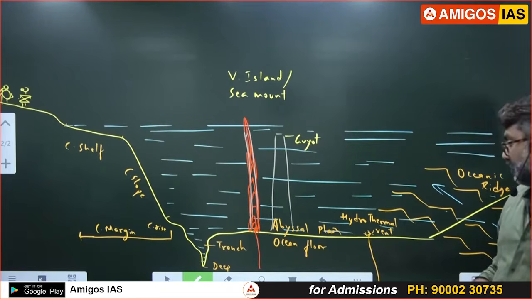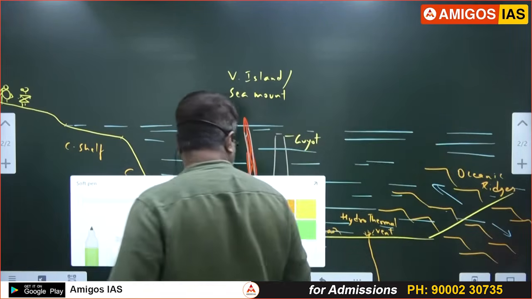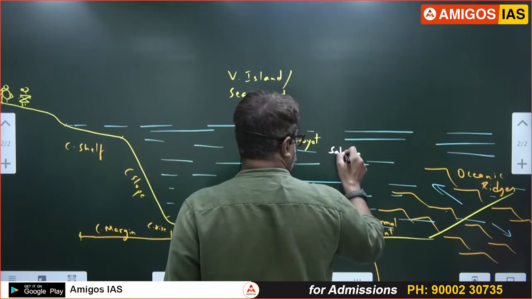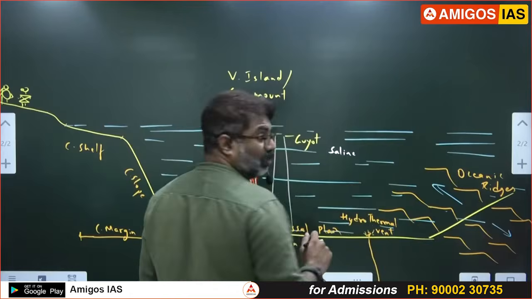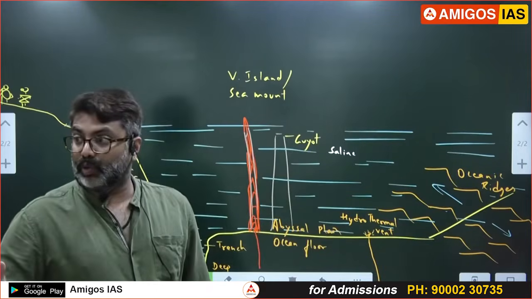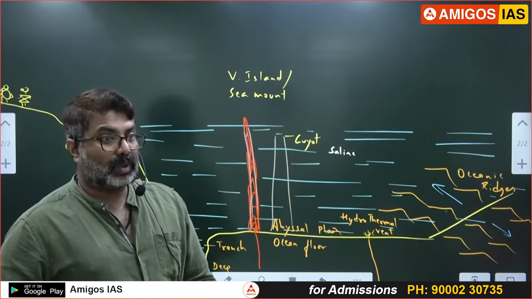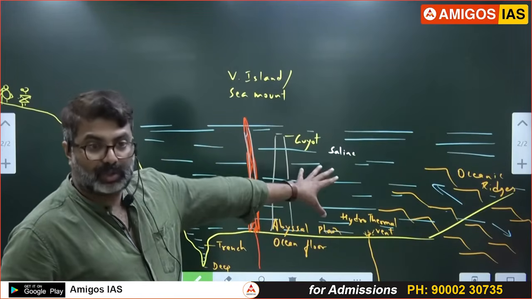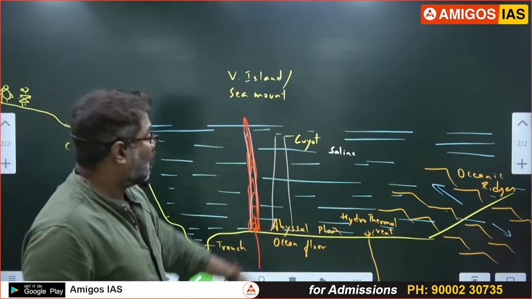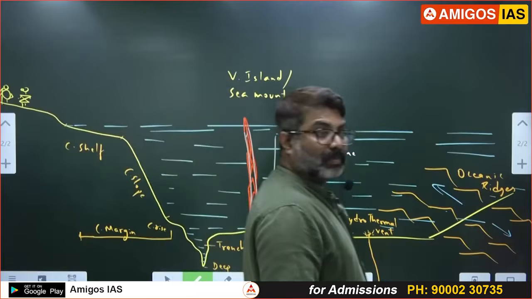Remember, ocean water is saline. Saline means a lot of dissolved minerals in the water. So that makes the water dense. If you take fresh water and salt water, which is denser? Salt water, because it has more minerals dissolved in it. So saline water is denser than fresh water.